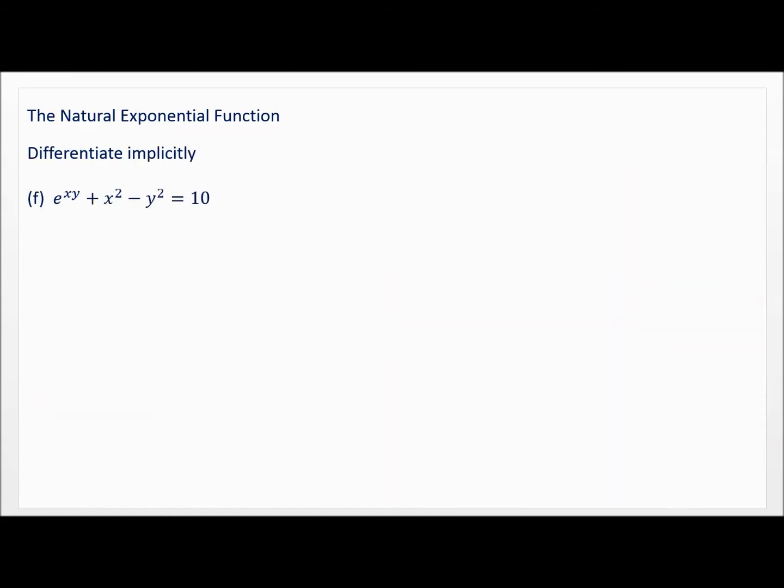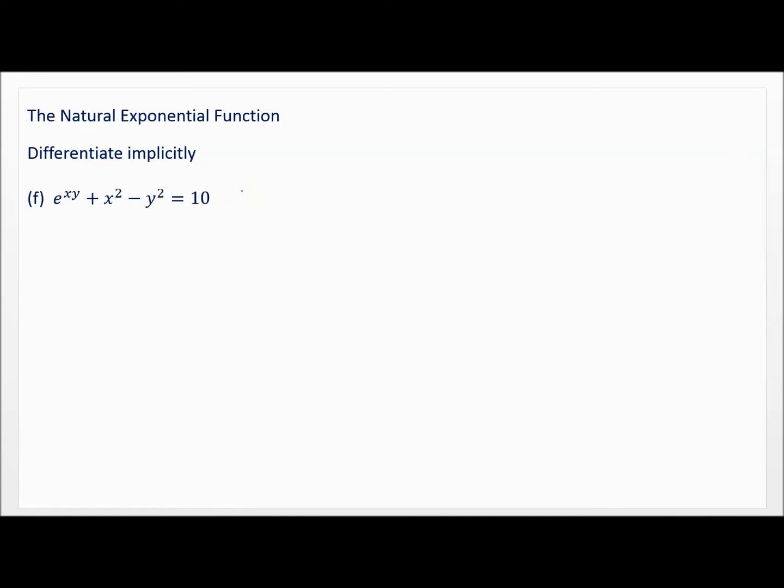So for example F, we have a fun problem. This is implicit differentiation. Remember, implicit differentiation applies when you have x's and y's implicit in your equation. You can't solve for y explicitly. Remember, an explicit equation is when you can isolate the y. We can't easily do that. The y is all mixed up.